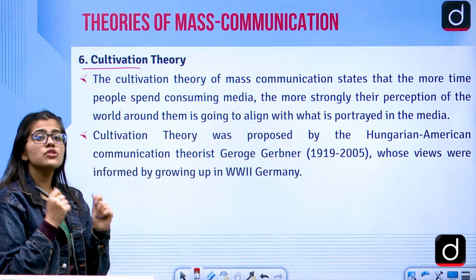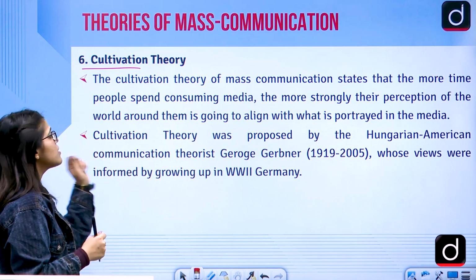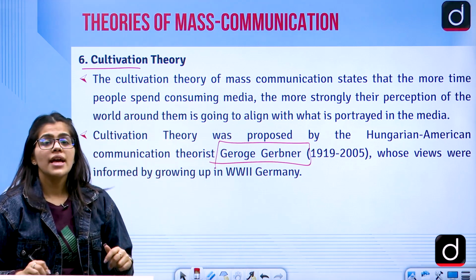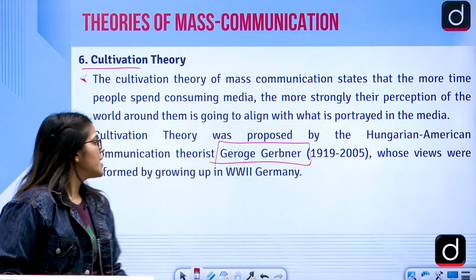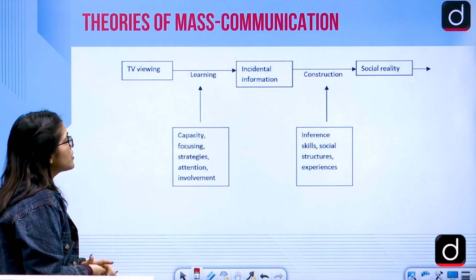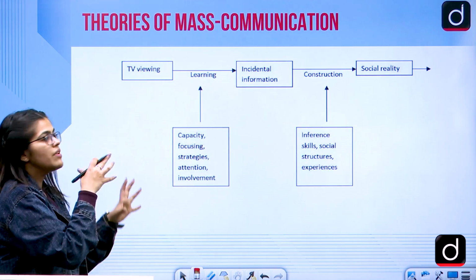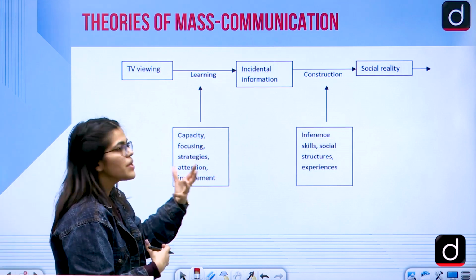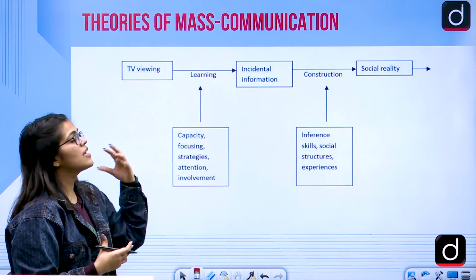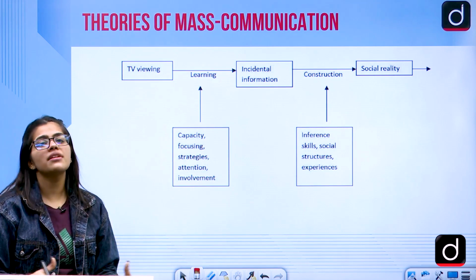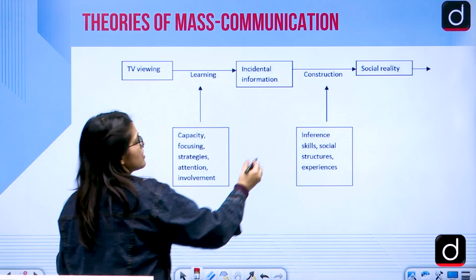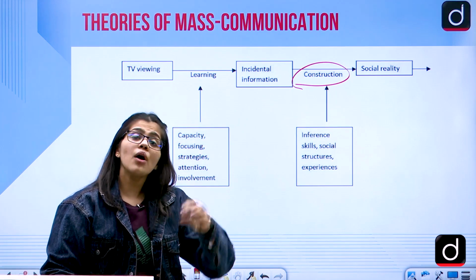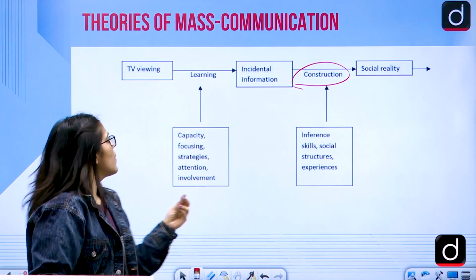And who is the theorist who is talking about it? The Hungarian American communication theorist George Gerbner is the one who is talking about this theory. So they are saying that there is always a TV, you are viewing a TV, there is always a learning, there is always incidental information, and slowly and steadily there is construction. And this is how your social reality would be formed. So what is construction? Constructivism is coming from this word construction. This is how your mindset will be developed gradually.